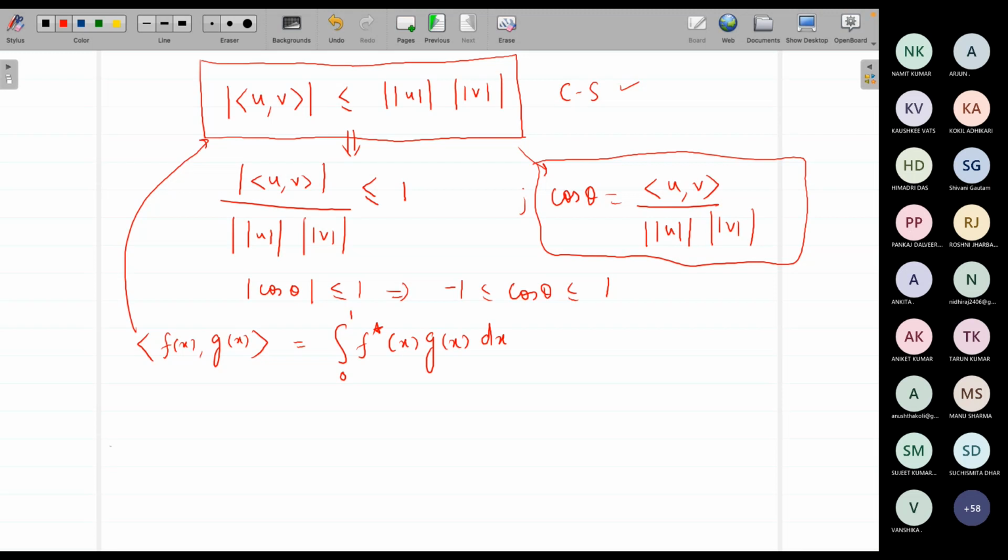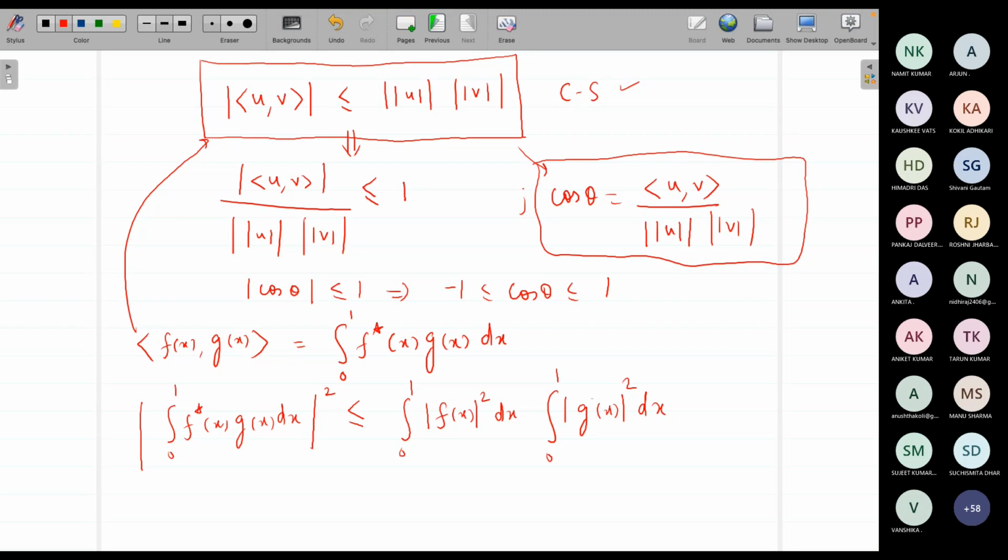Left hand side. So the integral from 0 to 1 of f star x g x dx, mod square, should be less than or equal to what? Integral from 0 to 1, sorry, f star x f x, what will that be? Mod of f(x) squared dx, right? Yes, 0 to 1, g(x) squared dx. Yes.